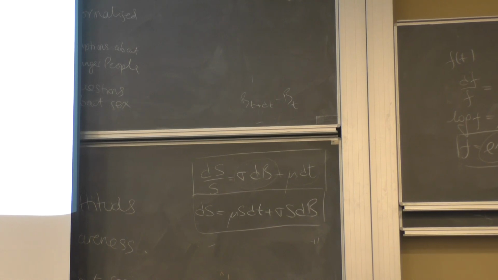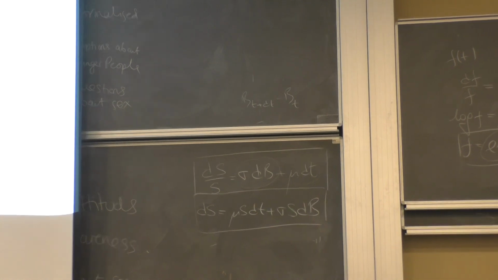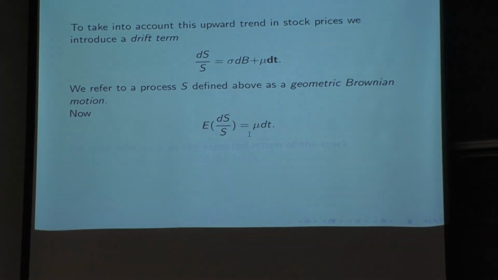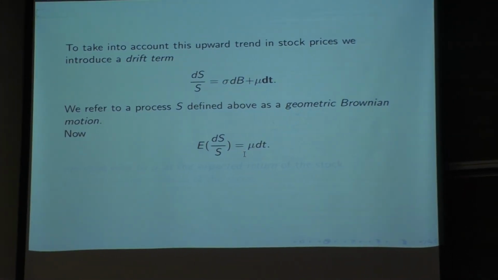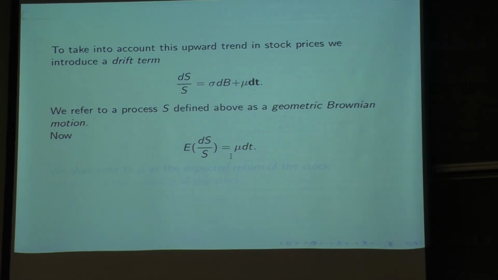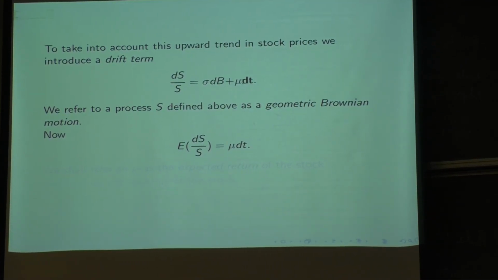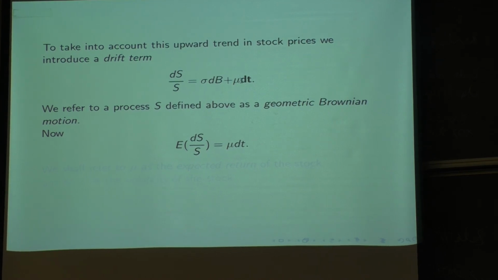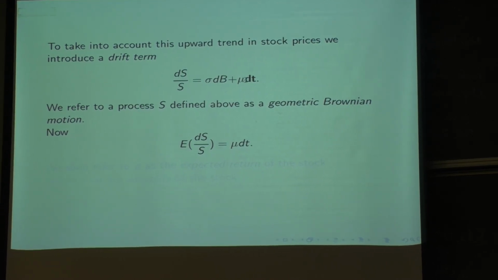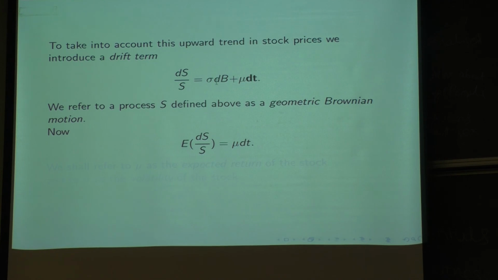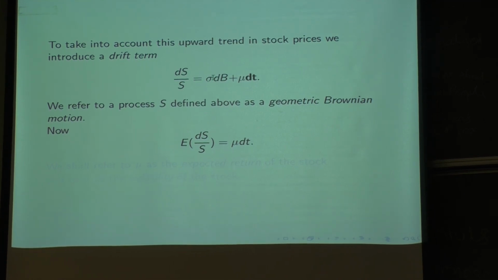Okay, so we added this term. Now, on average, we have exponential growth. We're going to give names to the two constants you see here. This constant over here, the mu, the one that controls the exponential growth, is going to be the drift. And this sigma over here is telling you how much noise there is in the price.